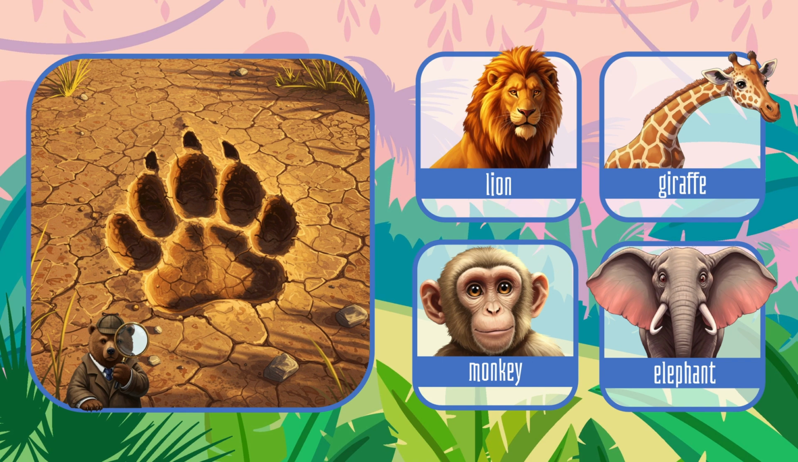In this case, it is a paw print, an animal footprint in the ground, and elicit answers from the students. So they can put up their hands and guess. And after you've elicited a few answers, you can reveal the correct answer. And in this case, it's a lion.